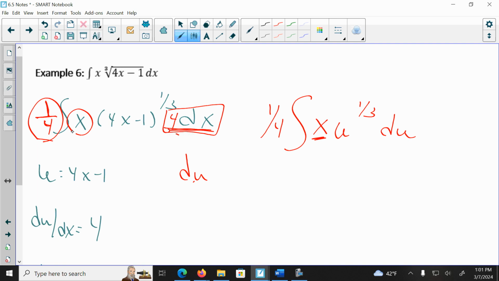So I'm going to solve for x here, yes? So u plus 1 is equal to 4x. So u plus 1 divided by 4 is equal to x. I told you this one was a little bit more fun.